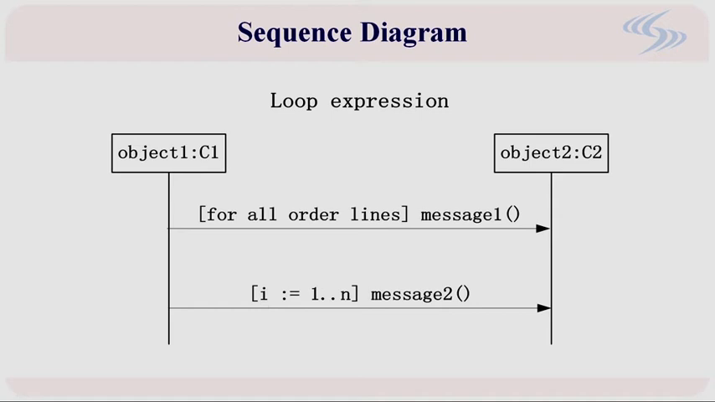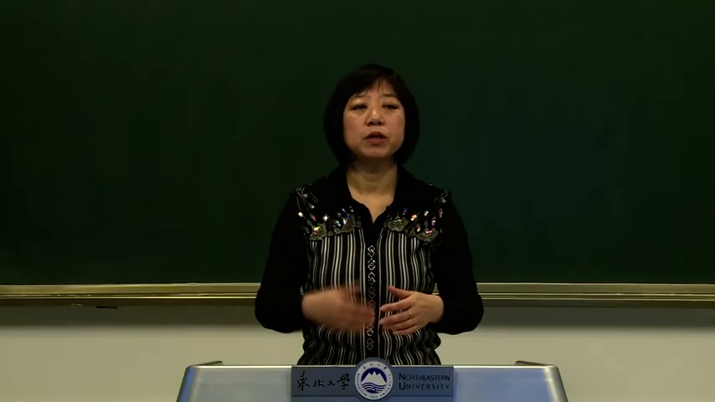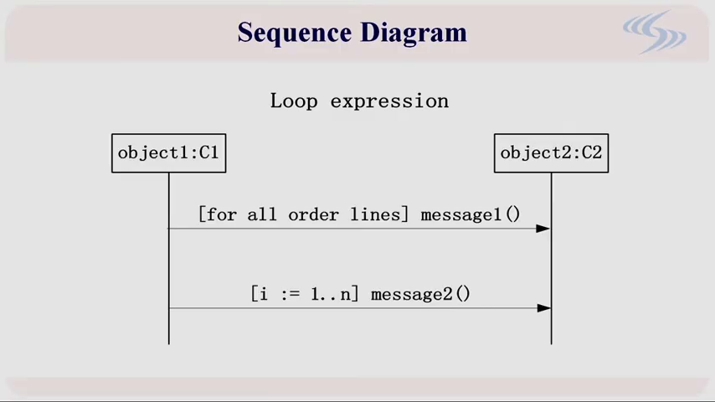A variable i varies from 1 to n. So that means n times looping. And then message 2 will be sent to object 2. So this is the loop expression.